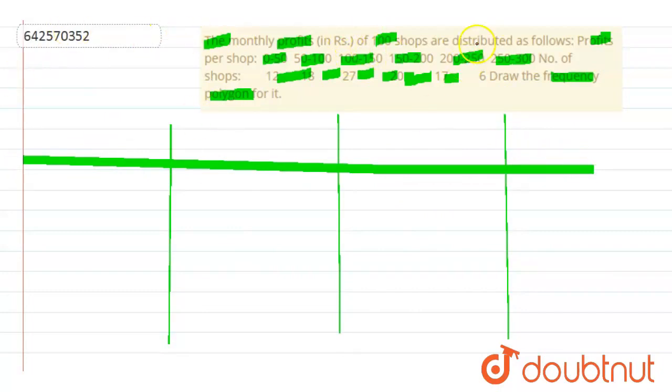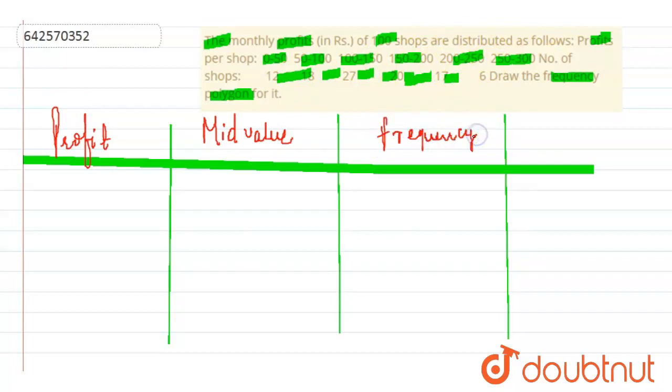So here the profits are given to you, right? The first column is for profit, the second is going to be the mid value. I will tell you what is mid value. First I will just write it down, and the third is going to be frequency, right? Okay, and these are the points. We will draw the points as well, right?